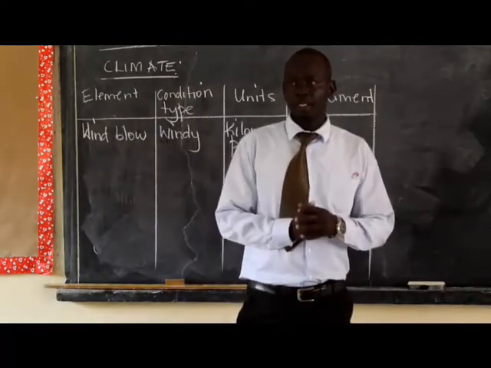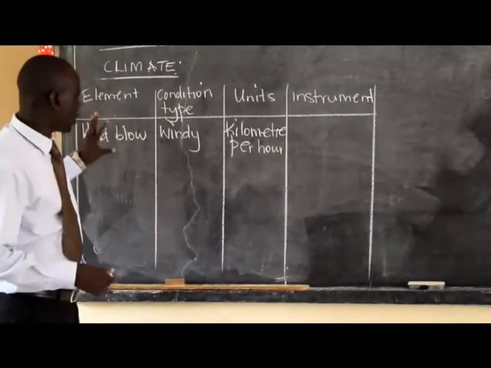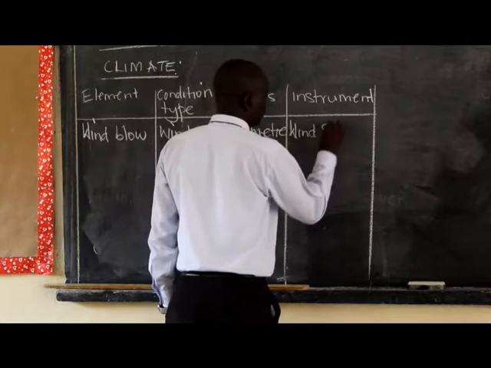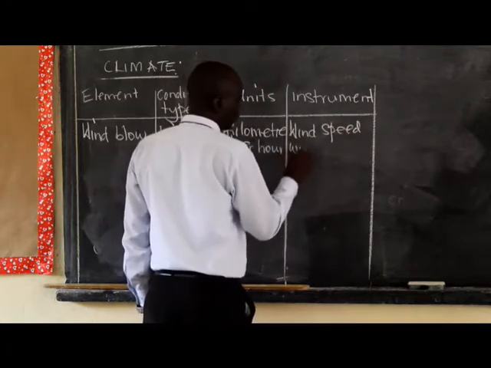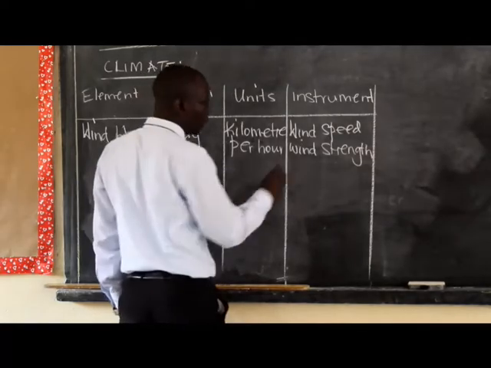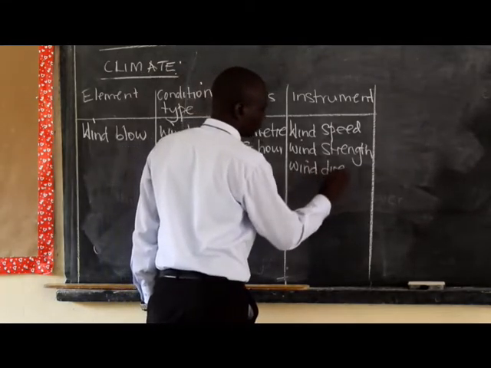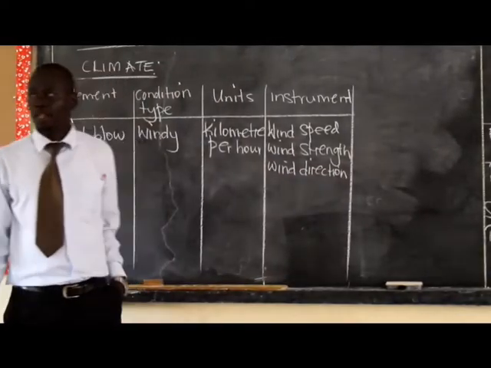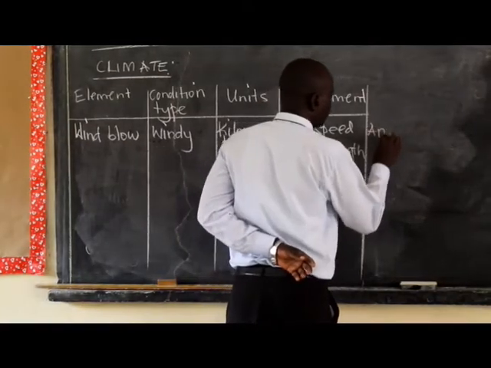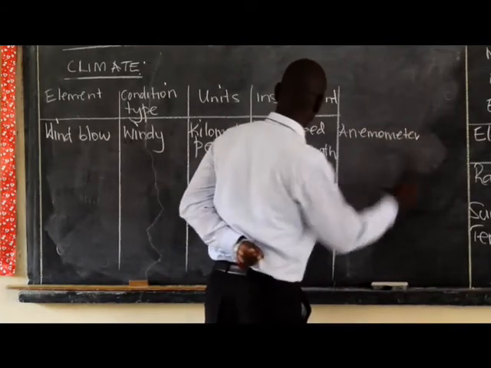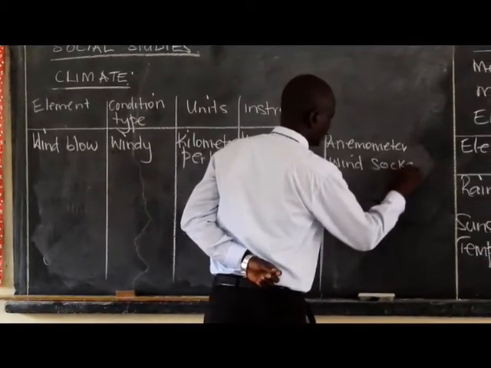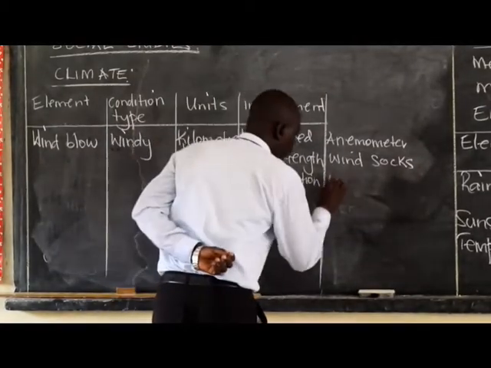Now, when it comes to the instrument, wind has got three sections. We are going to look at three sections. So we shall look at wind speed, wind strength, then the wind direction. Now here we have different weather instruments measuring these three aspects. For wind speed, we have got the anemometer. For wind strength, we have a wind saw. And for wind direction, we have a wind vane.